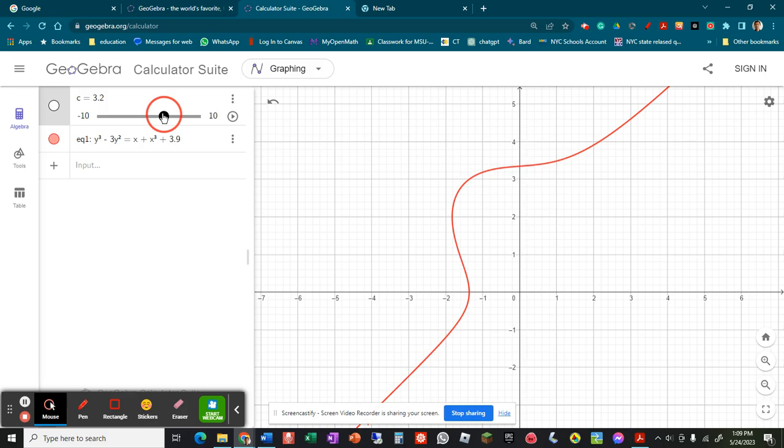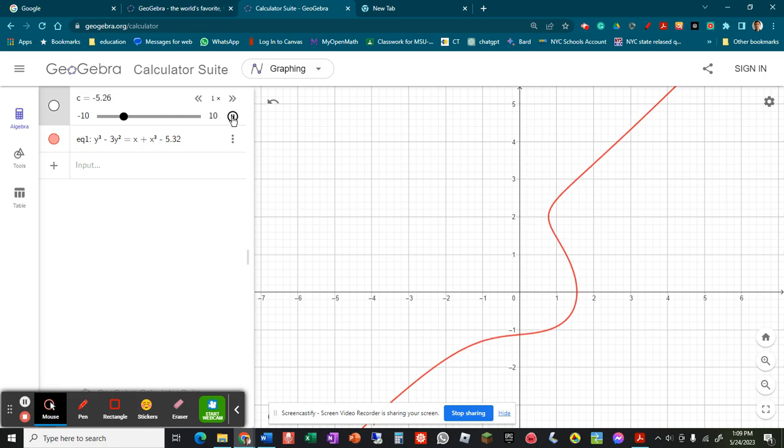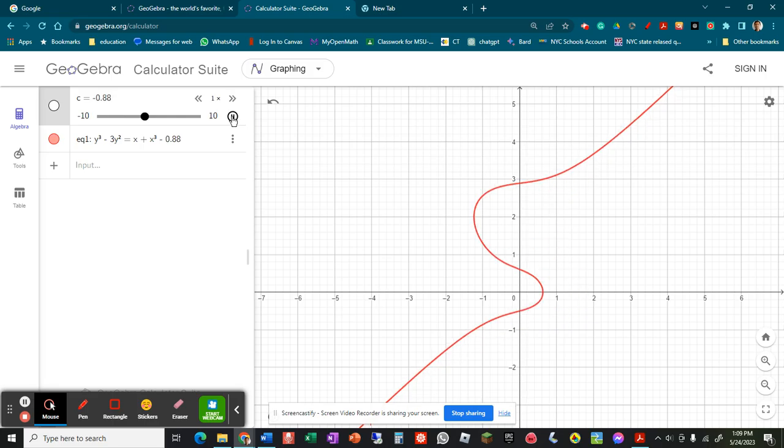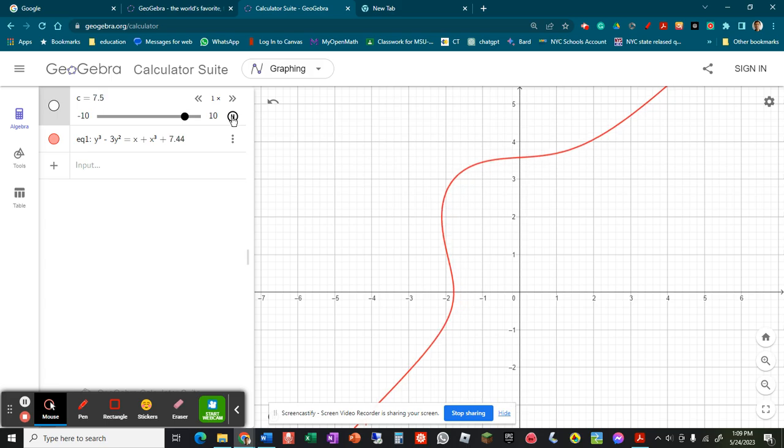So now you get a very good picture. And actually you can use this play button to animate. Wow, I like it.